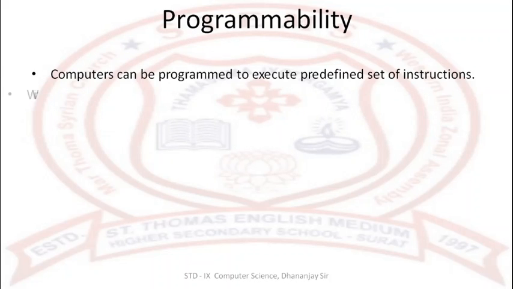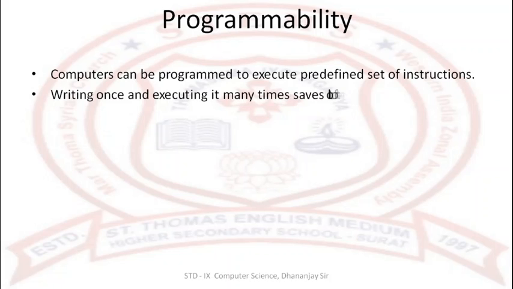Programmability. Computers can be pre-programmed to execute a predefined set of instructions. Writing once and executing it many times saves a lot of time and cost. Once you have written the program, it can be executed again and again. And if you need to modify the program, you can modify it. So that is the benefit of programmability. We can develop our own software, our own program, and give it to the computer once, and the computer can do the same task again and again.